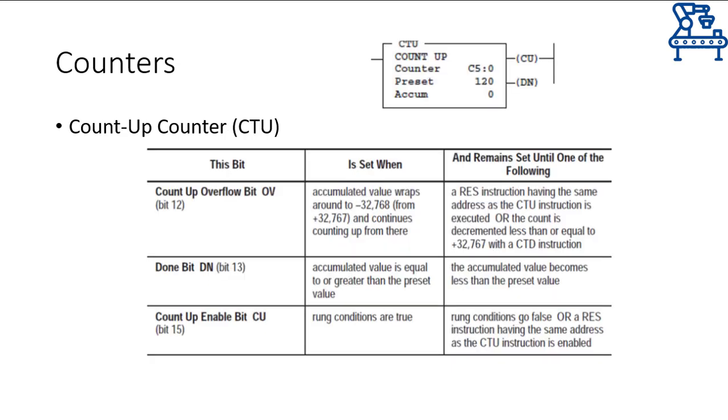The count up counter block will look like this and will require you to specify the data file address as C followed by the data file number, colon, and then the element. Moreover, the preset value is also required. Now, whenever the run conditions are true, the count up enable bit will be set, and if the conditions are false or if a reset instruction is used, this bit will be reset. The done bit, that is the bit 13 of the word 0, will be set when the accumulator value is equal to or greater than the value of the preset, and will be reset if the accumulator value is less than the preset value. And as for the overflow bit, I have already explained when it will be set.